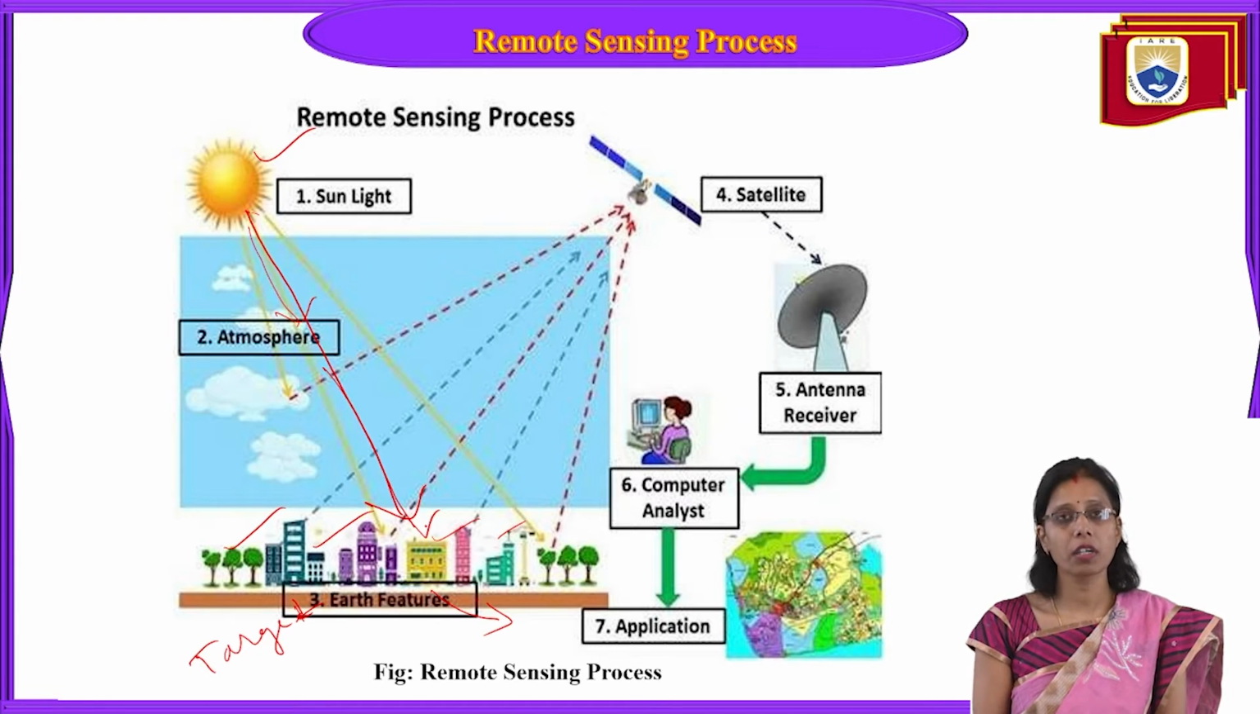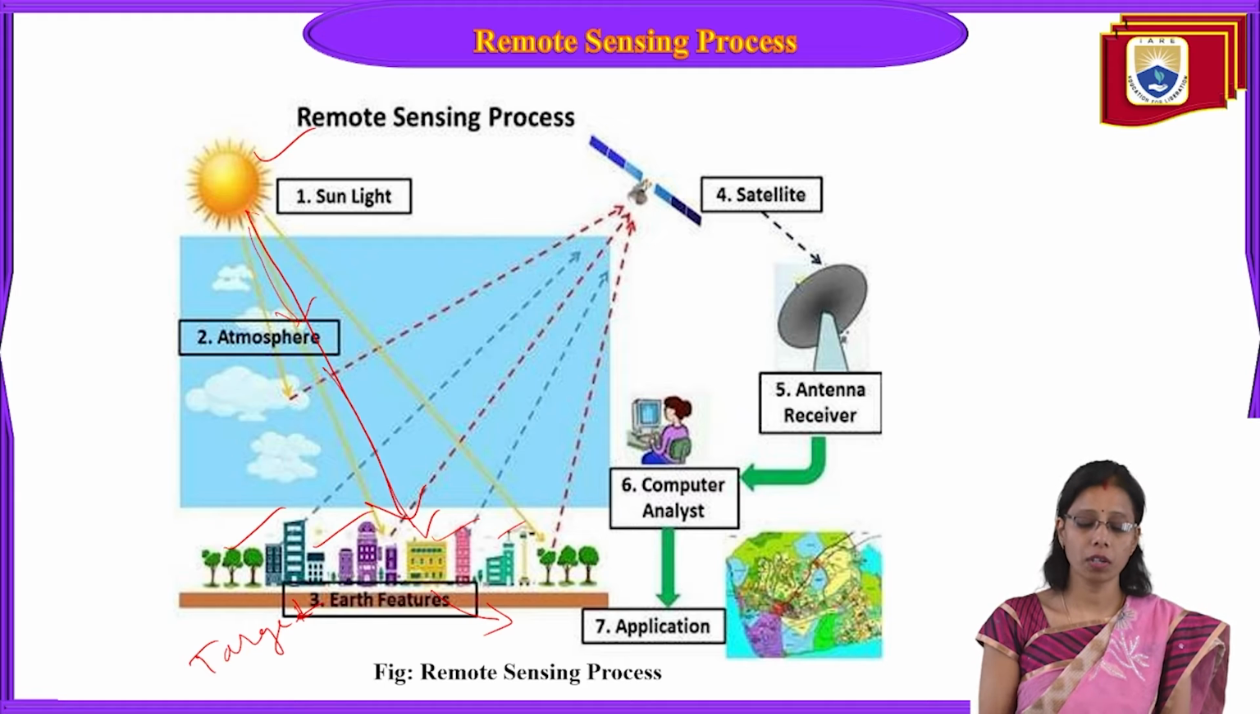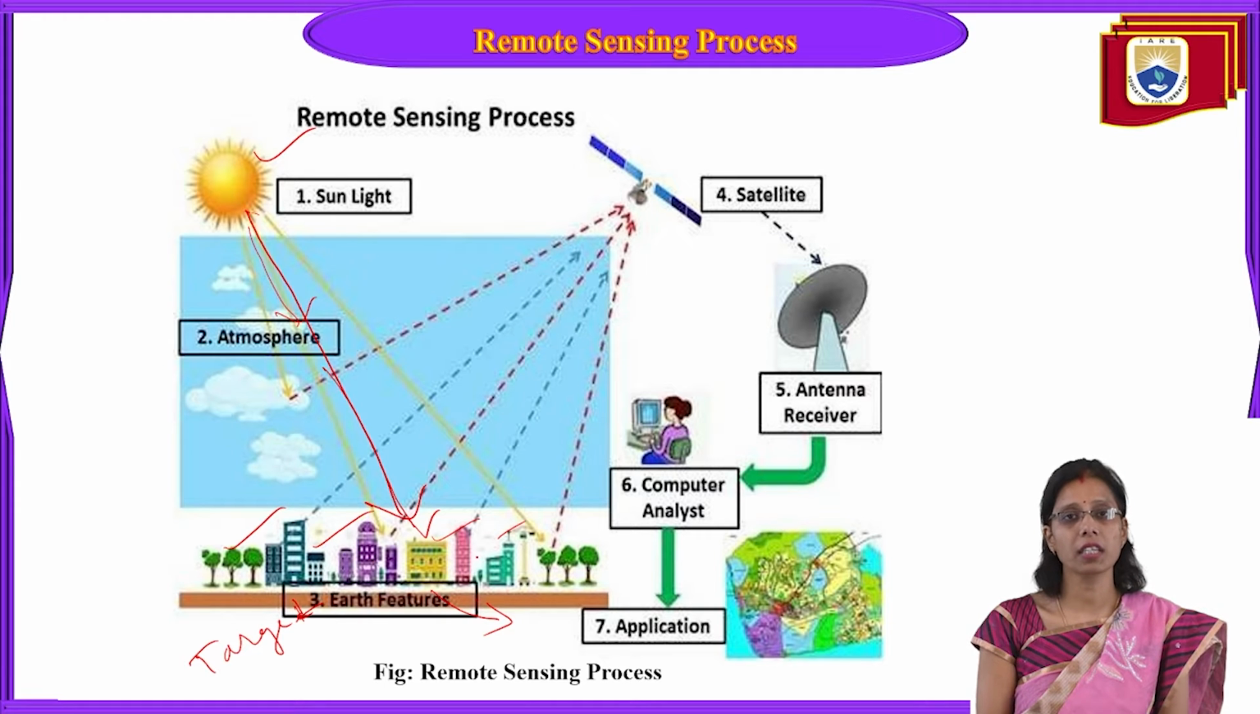Then after falling on the ground, we have different types of objects here. Some features have a rough surface, some have a smooth surface, some are in different colors. So depending on the smoothness and roughness, the type of the feature, the color of the feature or the water content in the feature, the objects either reflect, absorb, or transmit. So this energy, when it falls on the ground, sends back the information to the satellite.